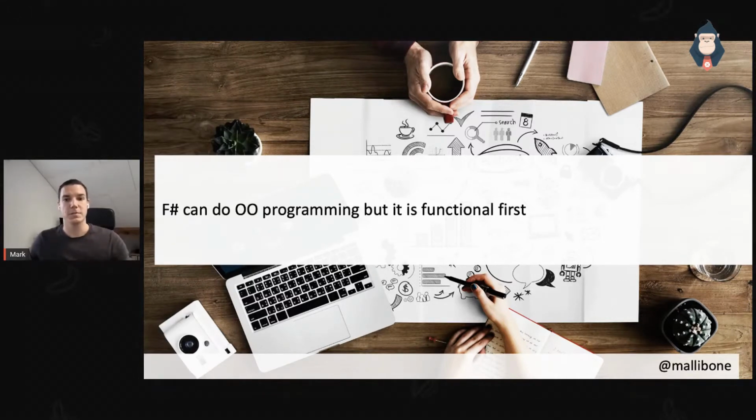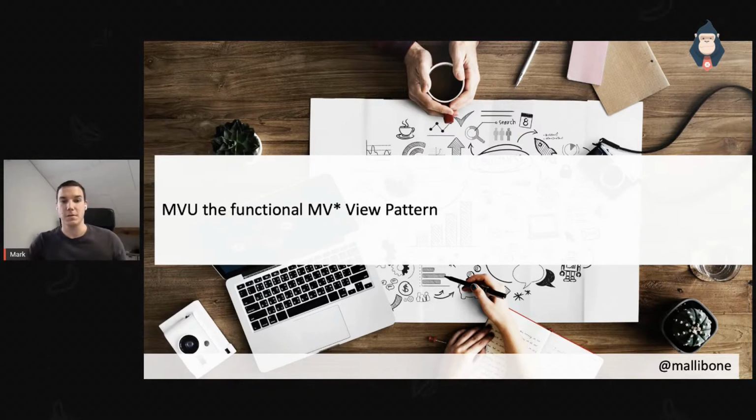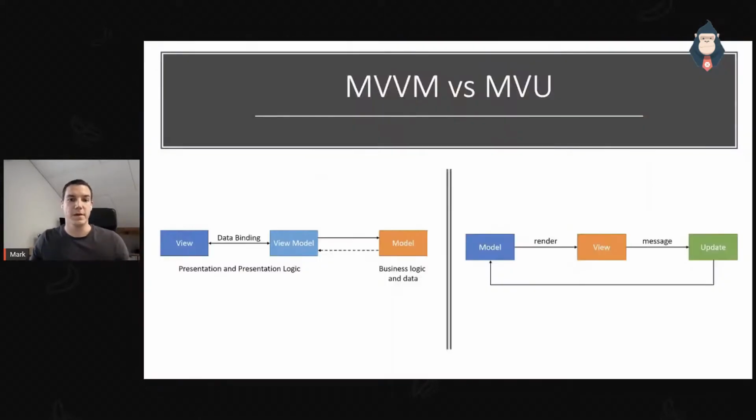And Fabulous is built on top of the MVU pattern. And the MVU pattern is the functional way how we can do these MV star, MVVM, MVC, MVP patterns. So they all got some similarity, but they are a bit different. And I would like to show you how this framework actually differs from, let's say, an MVVM.